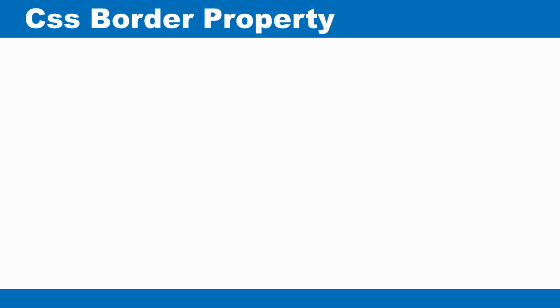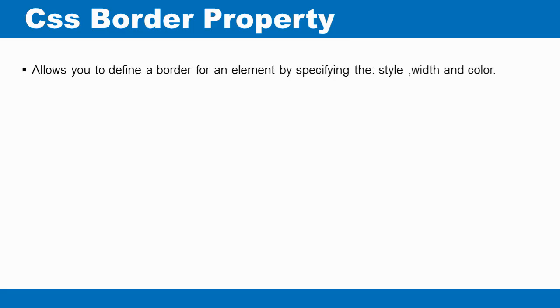Hello and welcome. In this video, I will introduce you to the CSS border property and how it works. The CSS border property basically allows you to specify the style, the width, and the color of an element's border. So you define the border for an HTML element by specifying the style, the width, and the color.